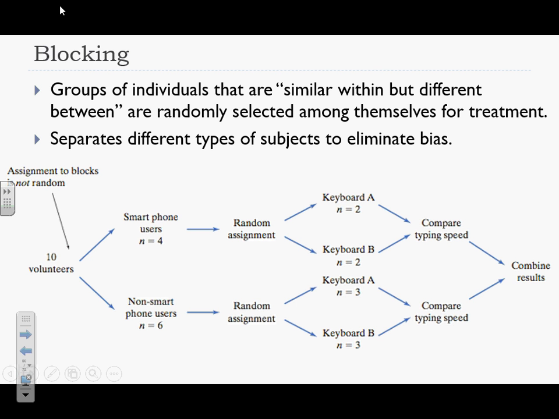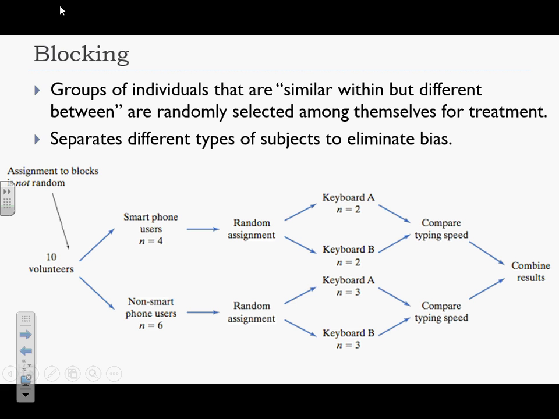So we started with 10 volunteers. We're going to separate those 10 volunteers into 2 separate groups because we feel that they will react differently to the different keyboards. So smartphone users go into one group, non-smartphone users into a second group. Now of the 4 smartphone users, we're going to randomly assign them to 2 different groups. So 2 are going to use keyboard A, 2 are going to use keyboard B. Within our non-smartphone users, 3 are going to use keyboard A, 3 are going to use keyboard B. Again, randomly assigned.